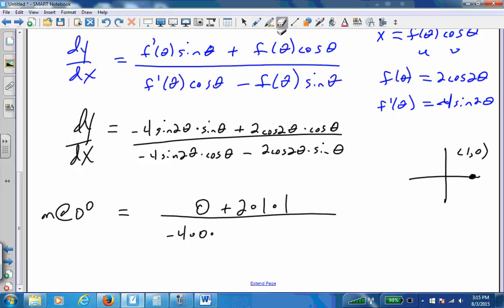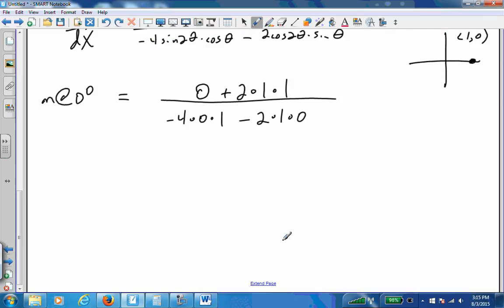But cosine of 0 would be 1. If I put a 0 in, I get cosine of 0, which is 1. Sine of 0 is 0. So what do we get on bottom? 0. We get 2 on top, 0 on bottom, which is undefined, which is what we suspected.